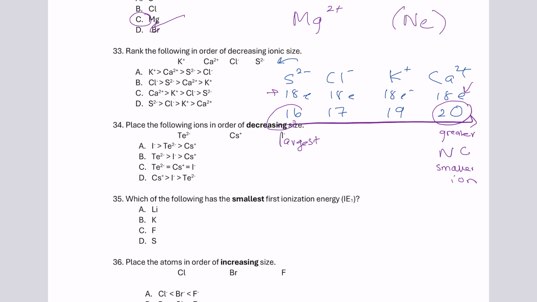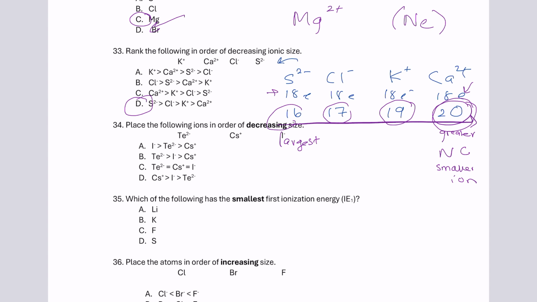Then following that, the next largest is going to be chlorine with its 17 protons. Following that is potassium +1, and the smallest is going to be calcium with its 18 electrons and 20 protons. So the answer in decreasing ionic size should be S2-, Cl-, K+, and then Ca2+. That is answer choice D.